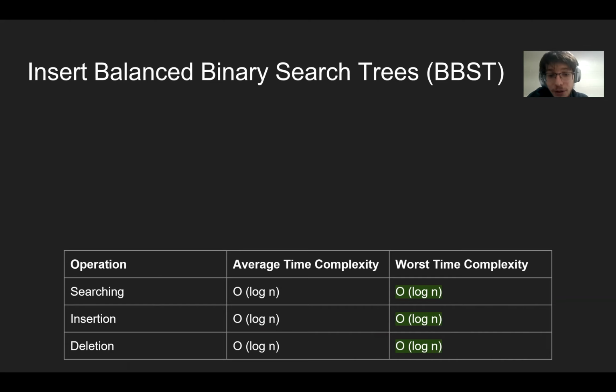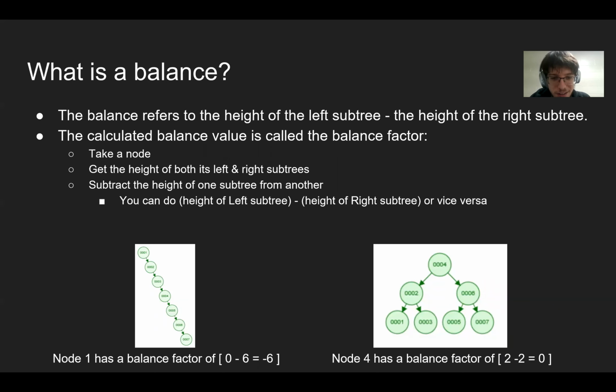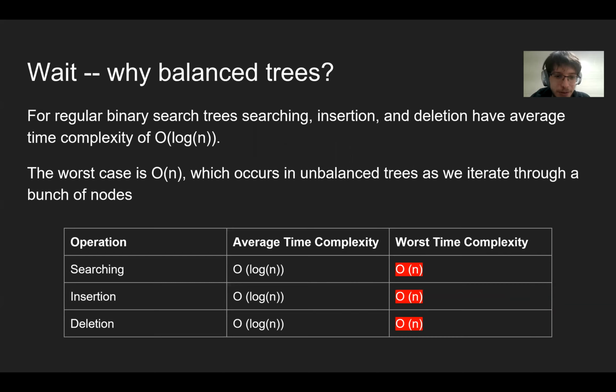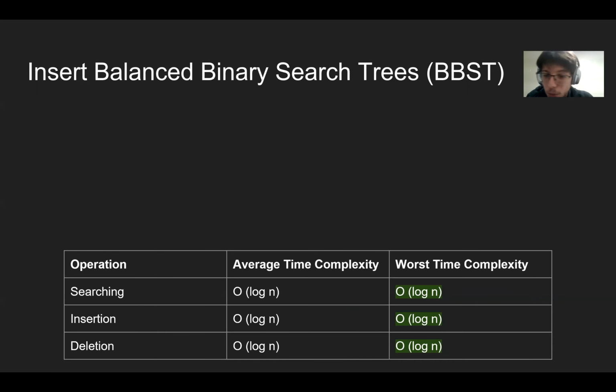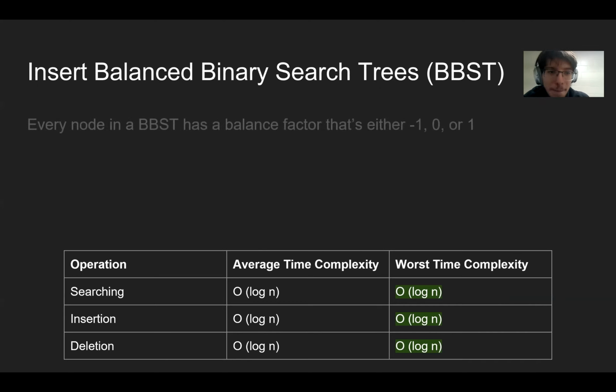Okay, so insertion in balanced binary search trees. Searching average time complexity is log n. Worst case time complexity is also log n, which is nice, as opposed to before. I guess I talked about balanced trees here, but the average time complexity for searching, insertion, and deletion for regular ones is log n, but the worst case is O(n). But here we have worst case and average both log n, which is nice. And I already kind of showed you why. We can talk about this. Every node has another way of thinking about it, actually.